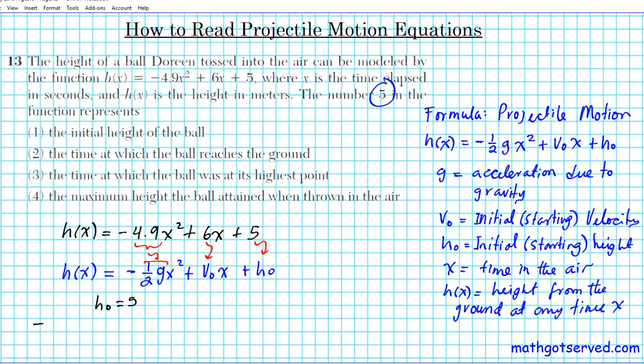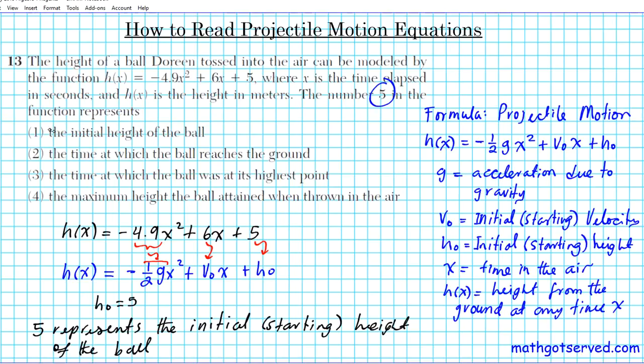So 5 represents the initial. Initial is the same thing as starting, okay? Initial or starting height of the ball. And that is option number 1. So for number 1, that's the h sub 0 value.